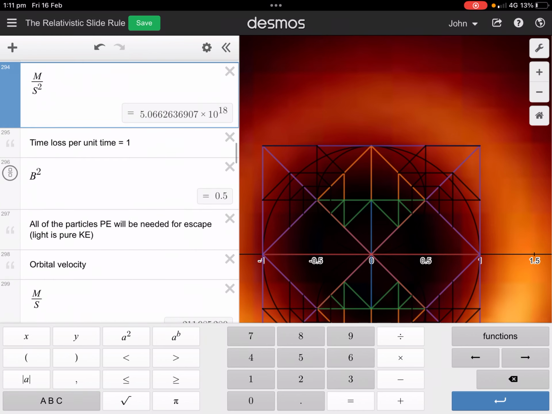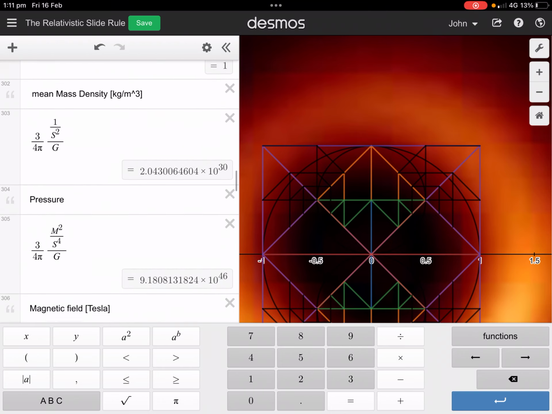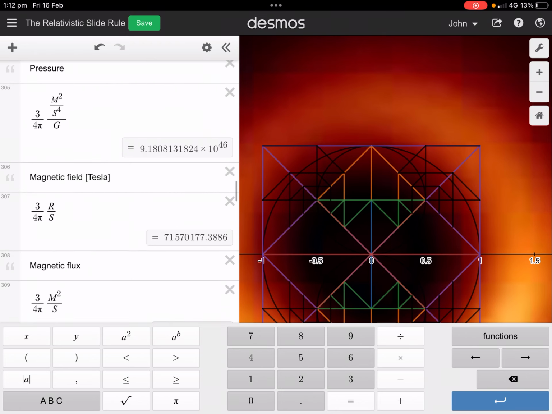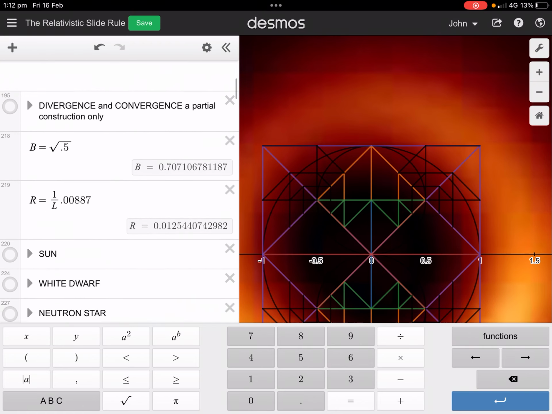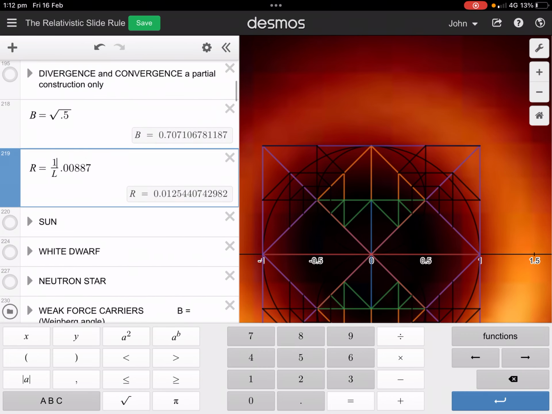Gravity's huge. This just stays at 0.5 because B doesn't have an R in it, so that's why I have to put gamma in. I didn't want to, but I have to. Otherwise I've got to put a radius of 0.0125, and that's not what's considered to be the radius. It's considered to be 0.00887, so I have to put gamma in.